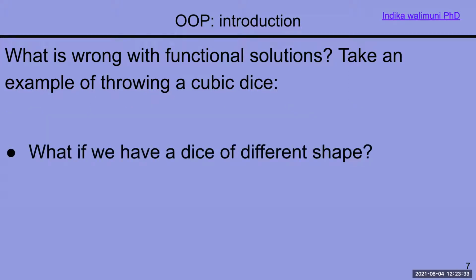Well, there's a problem now. What if the dice is different? The dice has a different shape, right? It can be like a pyramid-shaped dice, or a 3D shape different from cubic, like octagonal, something like that. So there could be more than six faces to the dice. So what will happen if our dice is like that, right?